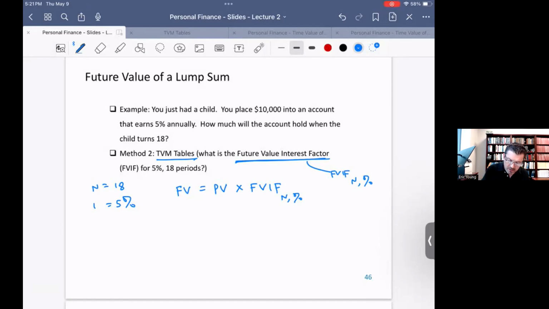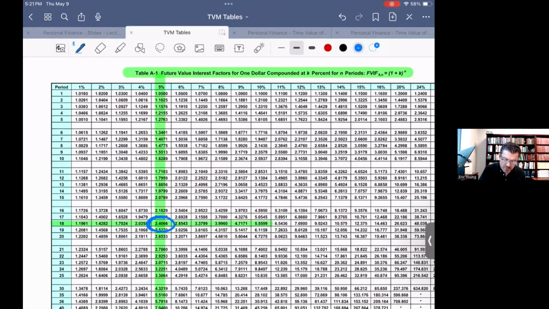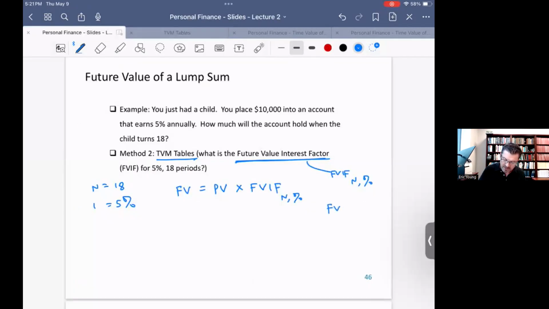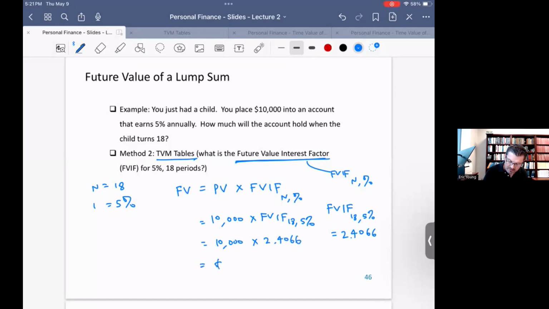The future value interest factor for 18, 5% is 2.4066. The future value interest factor for 18, 5% equals 2.4066. And therefore, the future value is the present value of $10,000 times the FVIF 18, 5%, which equals 10,000 times 2.4066. And it looks like we got it: $24,066.